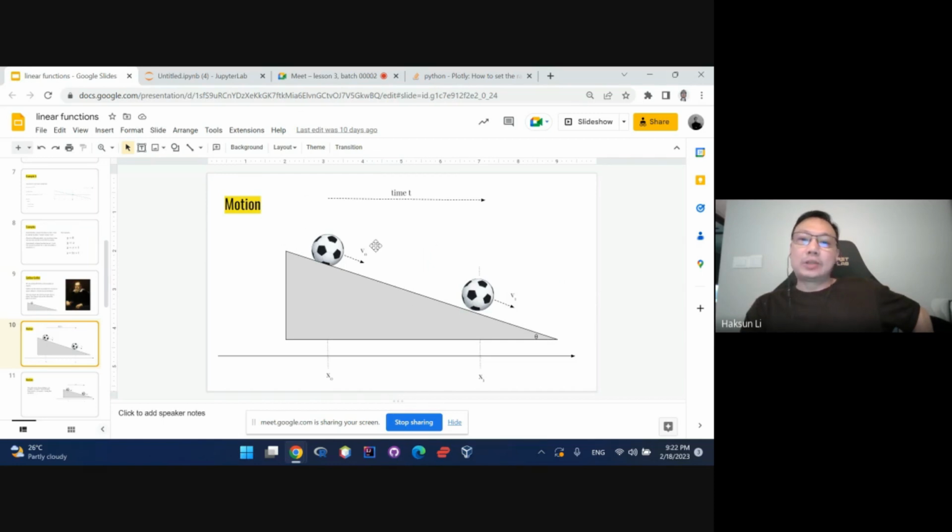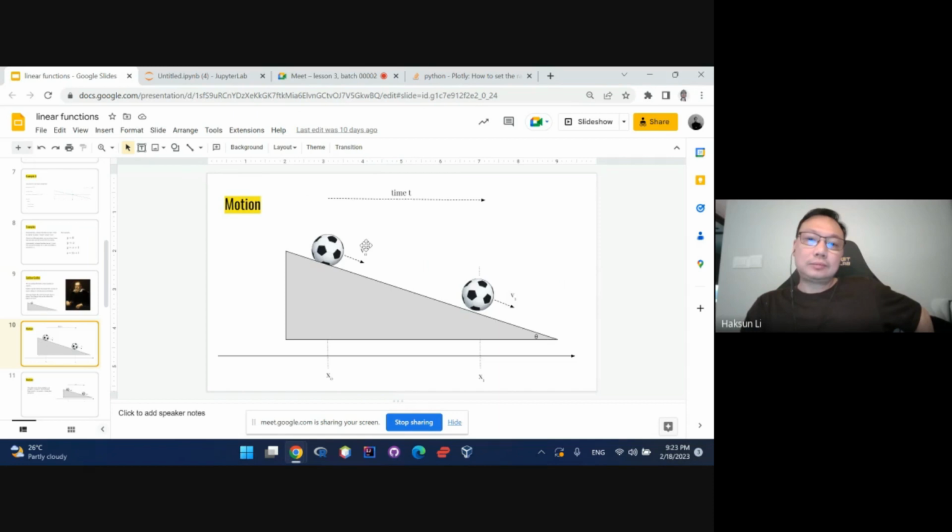Okay. So now I have a soccer ball. Originally, at time 0, it starts in this position. And then we need to give a notation to this position, and we call it x0. X0 just means any number. So let's say x0 is equal to 0. So let's say at time 0, this football is at home. So x0 equals 0.